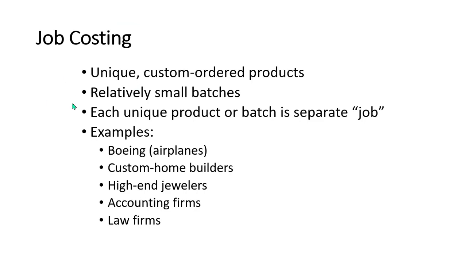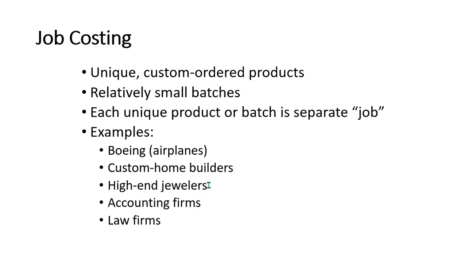Now, job costing is what we focus on in Chapter 3, and this is for unique custom-ordered products. It's got to be small batches, and we've got to be able to trace it to a job. Each unique product or batch is a separate job. For example, Boeing might make airplanes for Delta. That would be job costing, believe it or not. A custom home builder is a real good example of job costing.